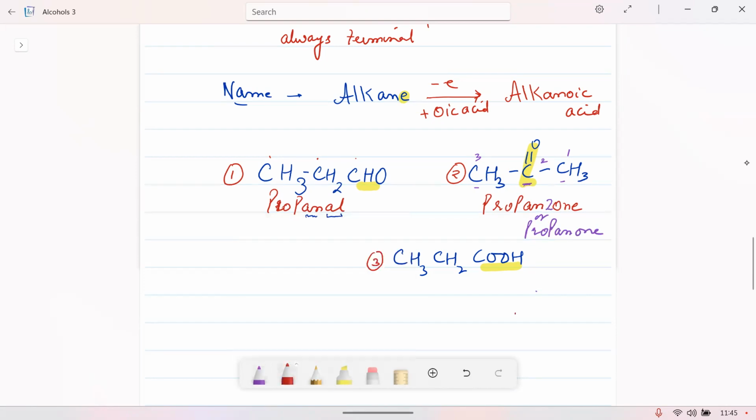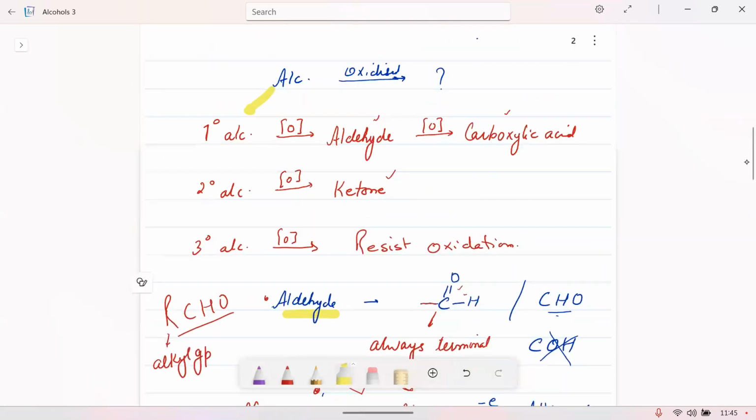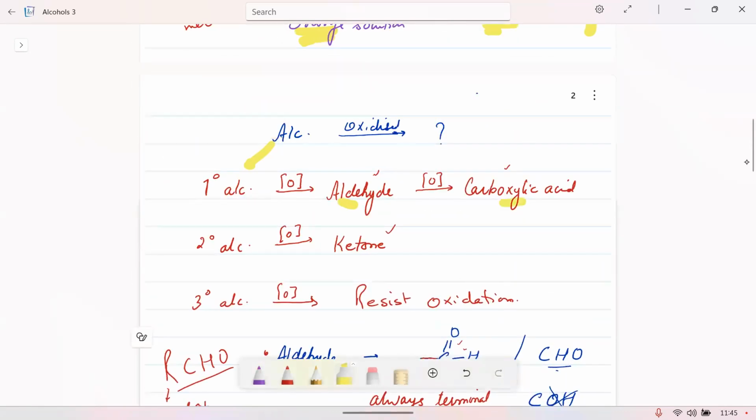The third example, again, there are 3 carbon atoms. So propane, remove the E and write the oic acid. So you can see the difference is in the functional group. The number of carbons is the same, so the starting part of the name is the same. So I hope we have understood these 3 new organic compounds.